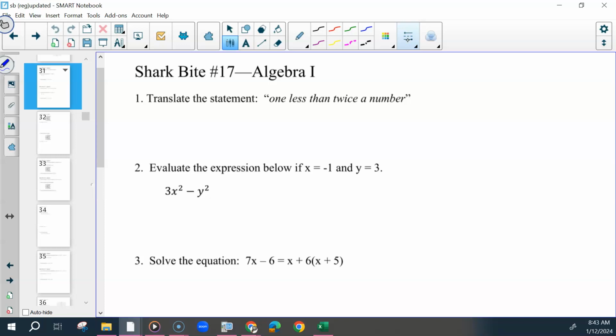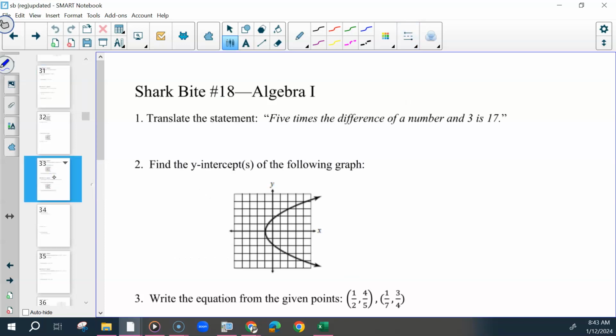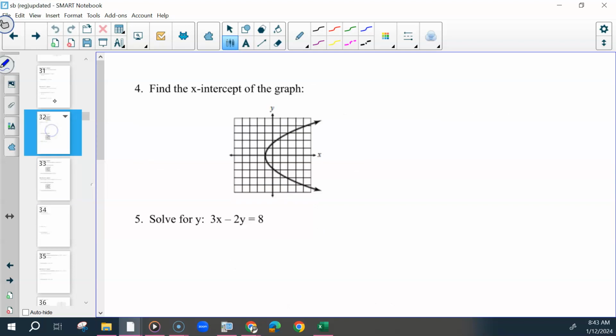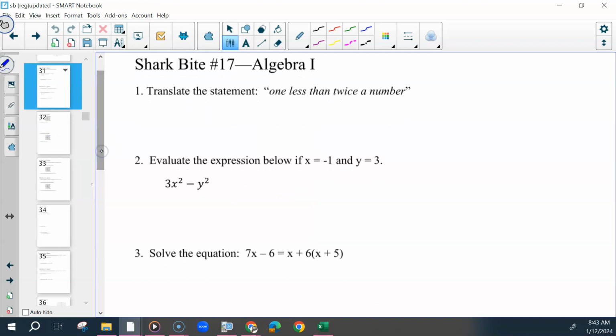I give you at 17 or 18? 17. Okay, that's good. Alright. For number 1, 1 less than twice a number. Less than is that turnaround phrase, which means it goes to the end. And then twice a number, pick a variable and multiply it by 2.